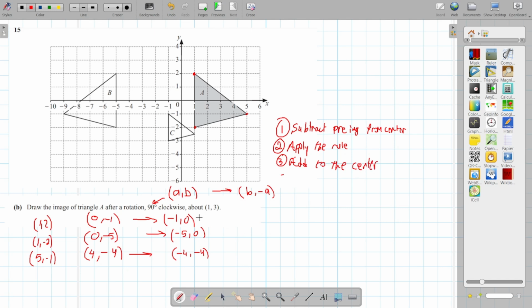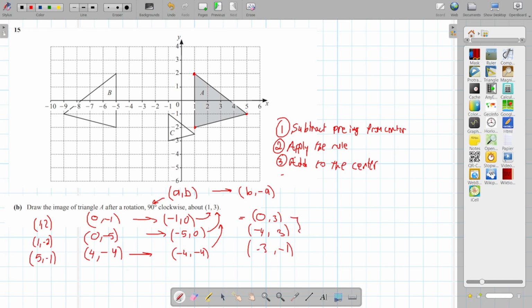Okay, so now you just add all of these to your center. Minus 1 plus 1 is 0. 0 plus 3 is 3. Minus 5 plus 1 is minus 4. 0 plus 3 is 3. Minus 4 plus 1 is minus 3. Minus 4 plus 3 is minus 1.